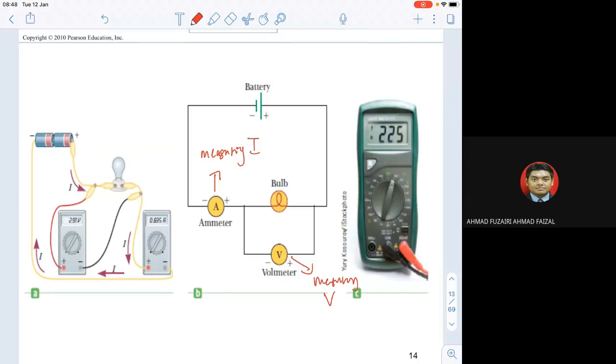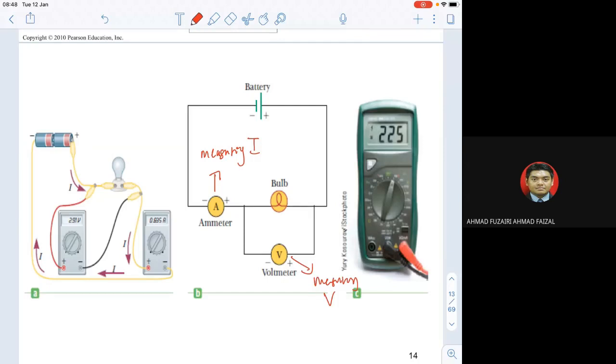Okay, a lot of names for voltage. Sometimes we call it voltmeter. Also we call it volts, voltage, and maybe potential difference, electric potential, all are the same. So the one that we can use to measure the electric potential is the voltmeter.